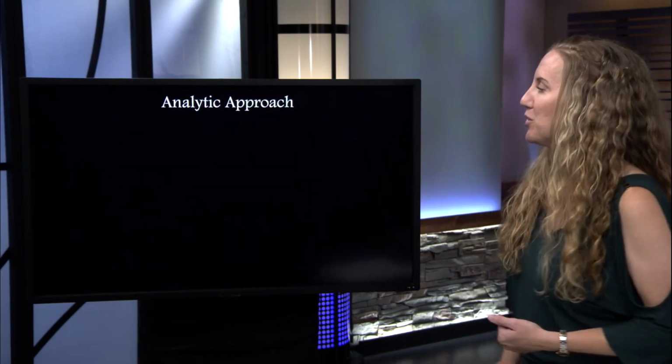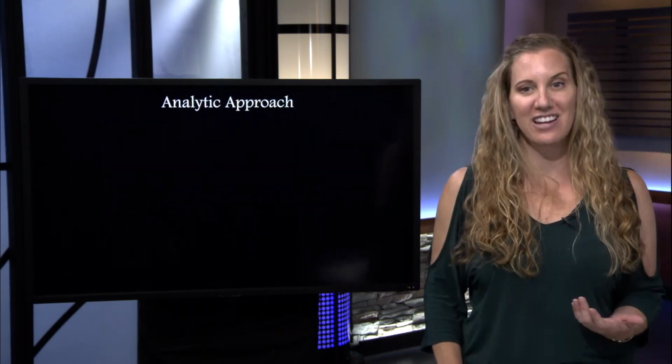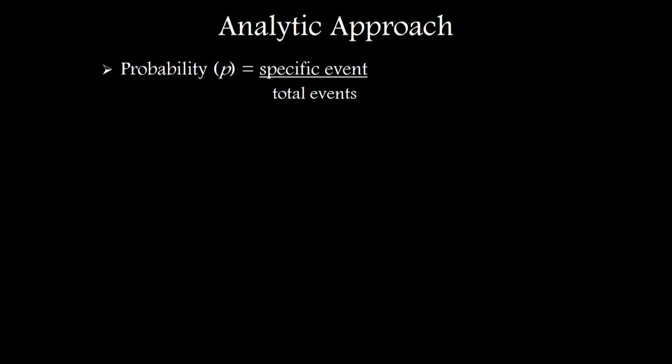The first one we've actually already been doing. That first approach to probability is called the analytic approach. And to calculate probability with the analytic approach, you've already been doing this. We were just doing this. Here, we take the probability of an event would equal the specific event over the total number of events.